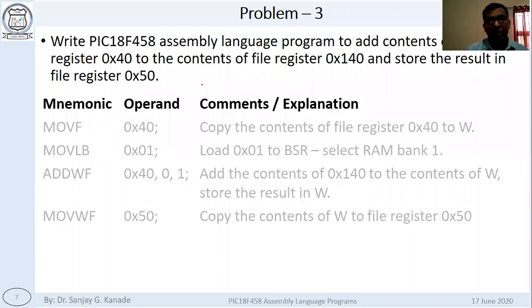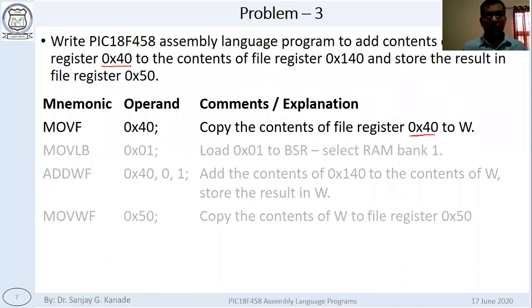Again, you must prepare this kind of a table. In the first column there should be the mnemonic, then the operand, and comments must be given for each instruction or for each step. Remember this while writing the program. The first step was to copy the contents of file register 0x40 to W. The file register was given only as 0x40, right?